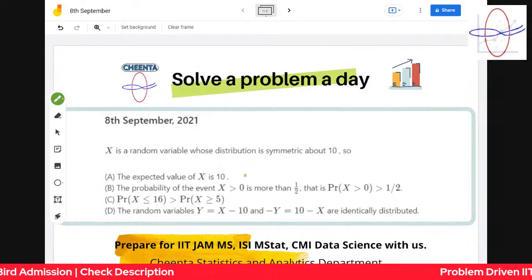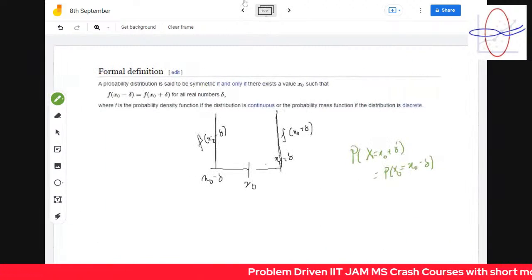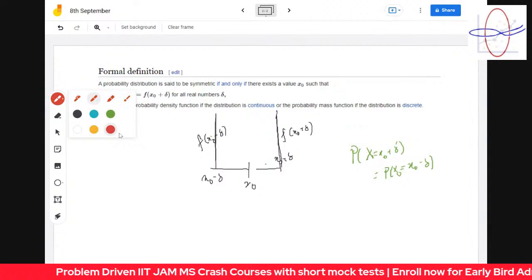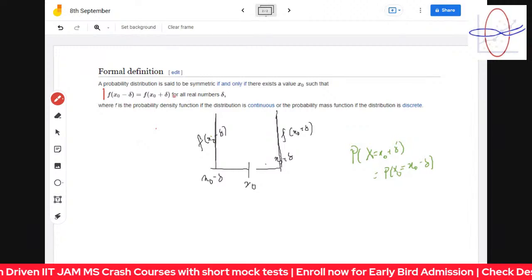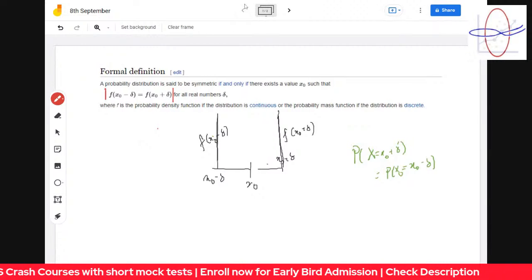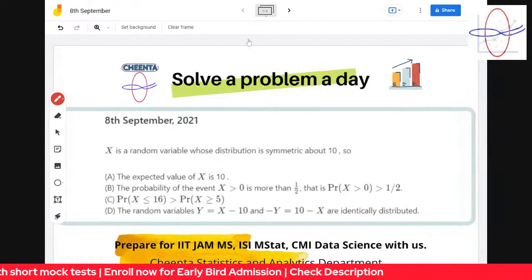X is a random variable whose distribution is symmetric around 10. Let's assume it's a continuous random variable and do the problem first. So this is the definition: it has a PDF satisfying this for all real numbers delta. Now let's come back to the problem: which of the following options are true?